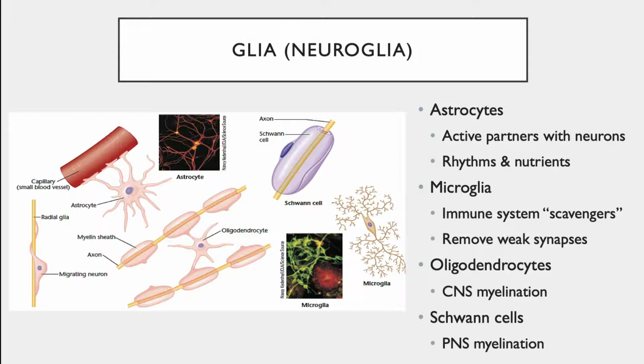Oligodendrocytes help with myelination in the central nervous system. So they actually myelinate axons in neurons in the central nervous system. And you can see that in the middle of the picture. Similarly, Schwann cells also perform myelinating roles, but they do so in the peripheral nervous system. And you can see them a little further up in the image, kind of shaded in a purple color.